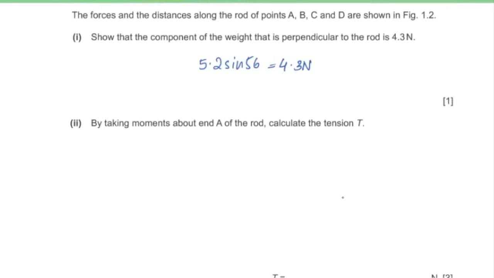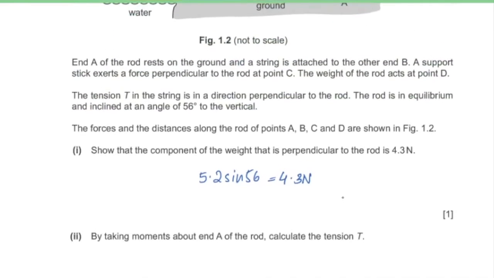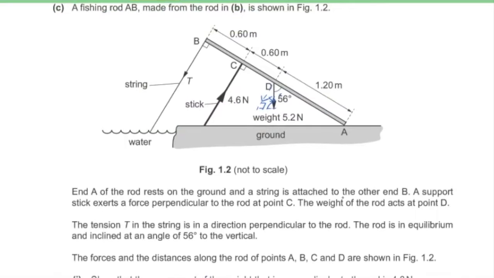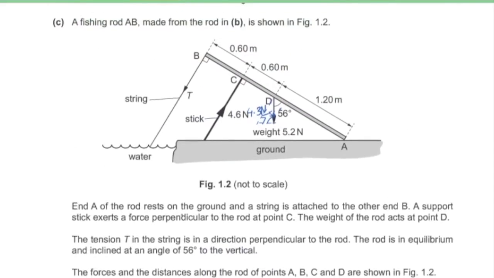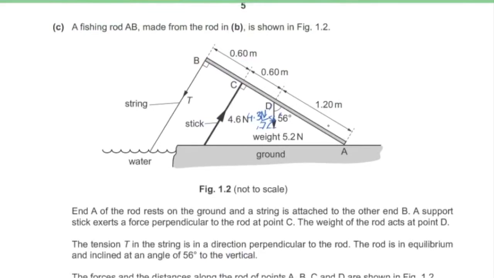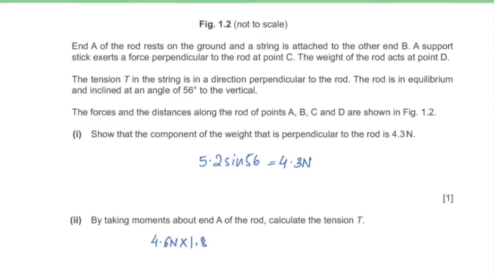Part 2, by taking moments about A of the rod, calculate the tension T. So total clockwise moment about pivot A is going to be equal to total anti-clockwise moment about point A. The perpendicular force that rotates the rod clockwise is 4.6 newtons of force from the support stick, and the perpendicular forces that rotate the rod anti-clockwise are the rod weight's component of 4.3 newtons, which is this one, and tension T. So total clockwise moment is caused by 4.6 newtons of force multiplied by the perpendicular distance between the force and the pivot point A, which is 1.2 plus 0.6, that's 1.8 meters, and that is going to be equal to total anti-clockwise moment about the same point A.